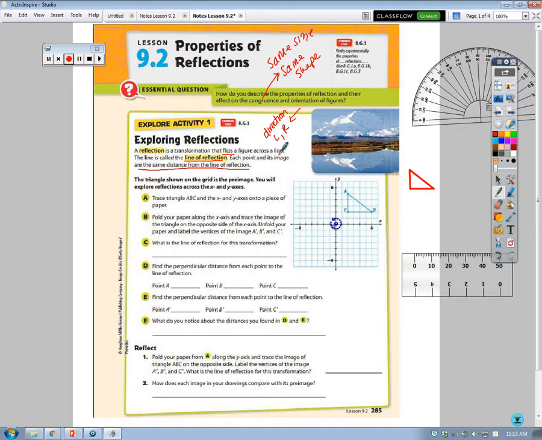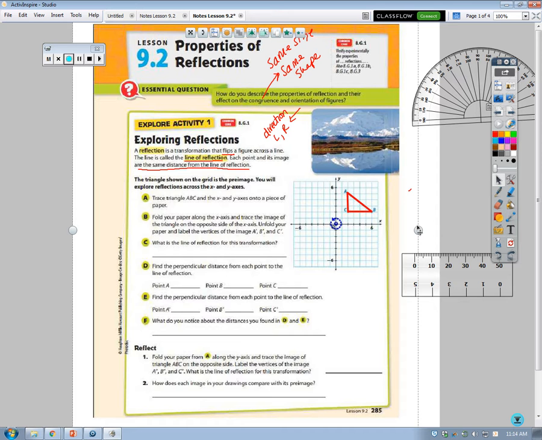The triangle on the grid is the pre-image. That's the original. You will explore reflections across the X and Y axis. So first thing it wants you to do is trace triangle ABC and the X and Y axis onto a piece of paper. So if you don't have a piece of paper to do that with, what I want you to do is follow along with me, and we're going to do this together. So I've got my triangle here that I've traced, and we're going to imagine that I've traced it on a little piece of paper.